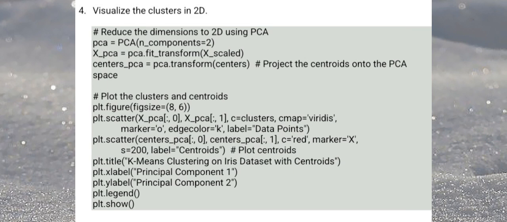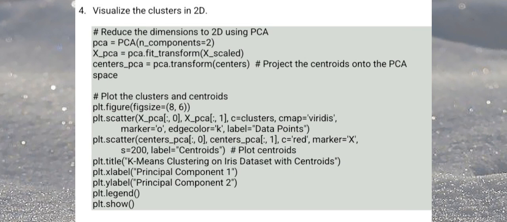plt.figure creates a new figure for the plot with a specified size. plt.scatter is the main scatter plot for the data points. X_pca selects the first and second principal components of the data for the X and Y axes. c equals clusters. The color of each point is determined by its assigned cluster label.